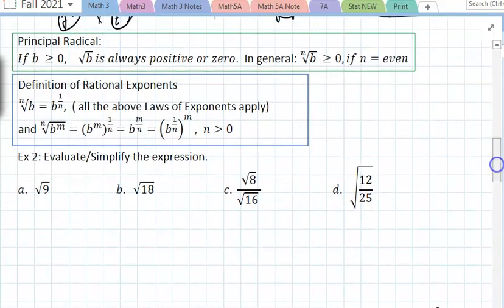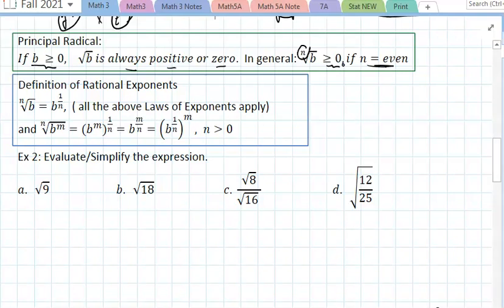Now, we need to get the principal radical out of the way. If I have a positive number, then the square root of that number is always positive, or it could be 0, depending on what that number is. The square root of a positive number is positive, the square root of 0 is 0. So pretty much in general, this is called the principal radical. If you take the square root, 4th root, 6th root, 8th root, the even root of any quantity, that's always bigger than or equal to 0.